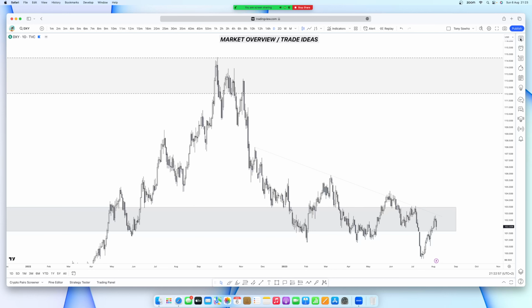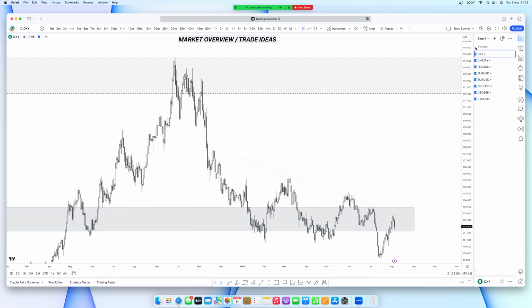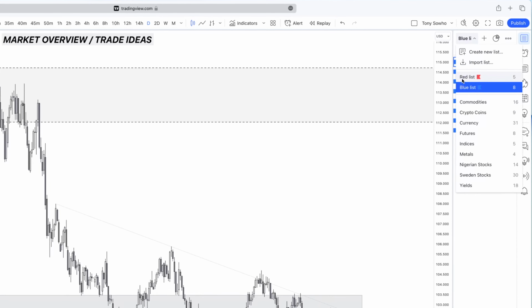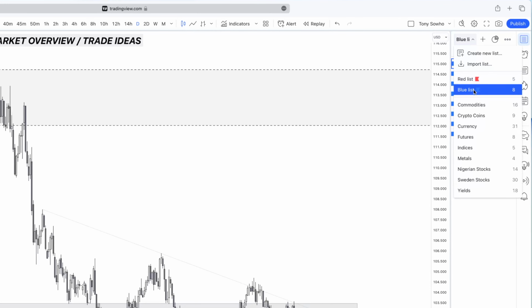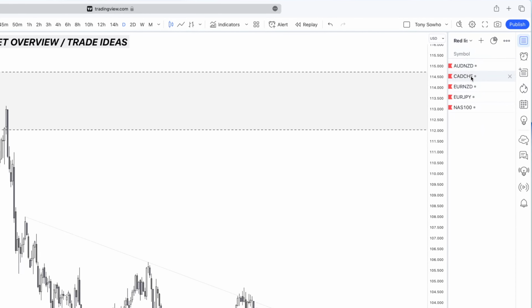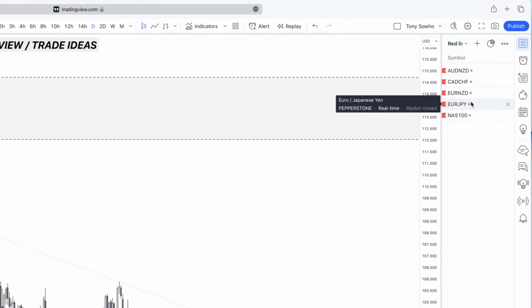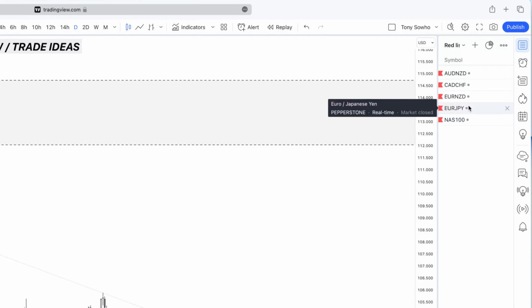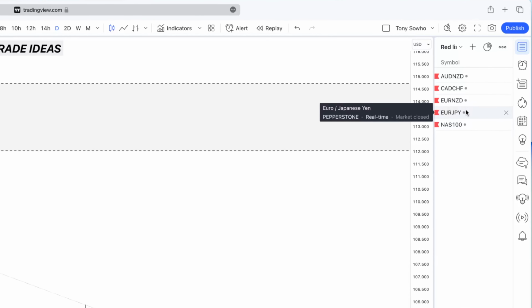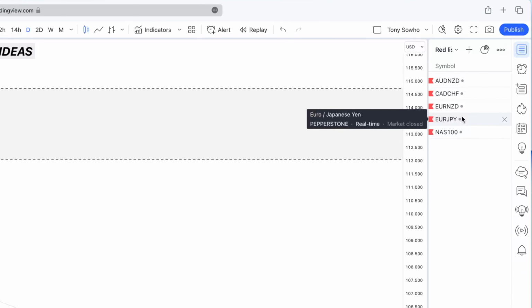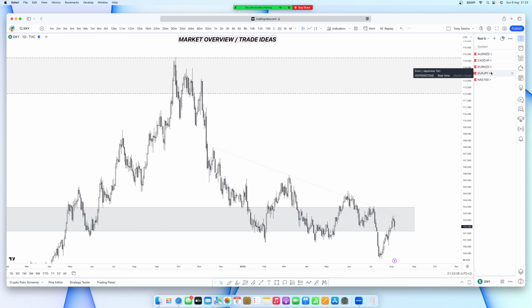As you can see to the upper right of my screen, this is the blue list. Then we also have the red list, which I'm going to talk about quickly. The red list is the trade ideas, currency pairs I looked at last week. Last week's market overview, I discussed the AUDNZD, CADCHF, EURNZD, EURJPY, and the NASDAQ. I explained what should happen, told you what I wanted to see before I get in on a trade, the directional bias, and all of that.